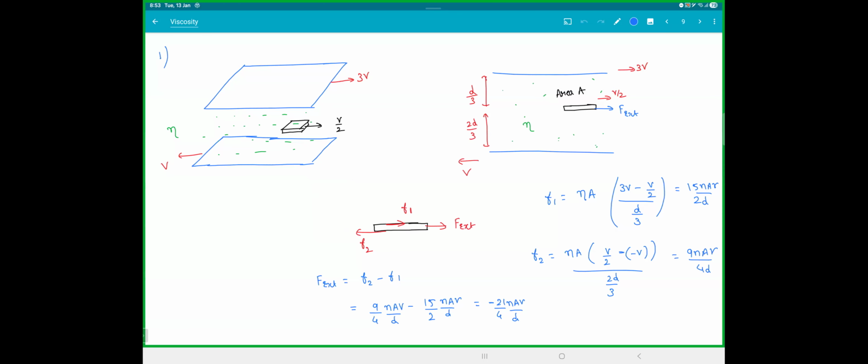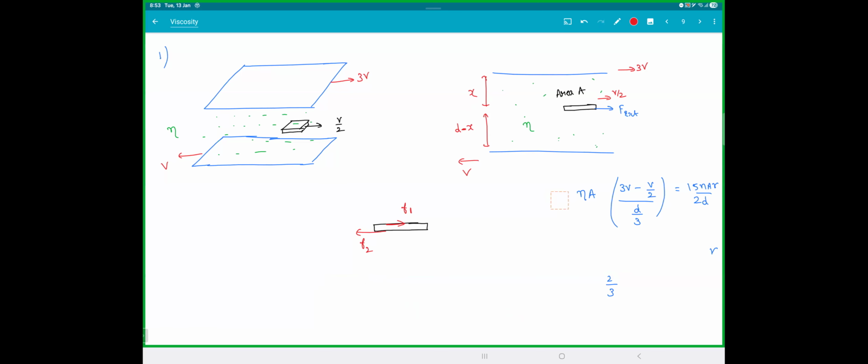So now what we do, let the distances be x and d minus x. You're saying F external is 0. Acceleration is 0. F1 must be equal to F2. So F1 will be eta A, relative velocity is 3v minus v by 2, by x. This will be eta A, relative velocity is v by 2 minus of minus v, by d minus x.